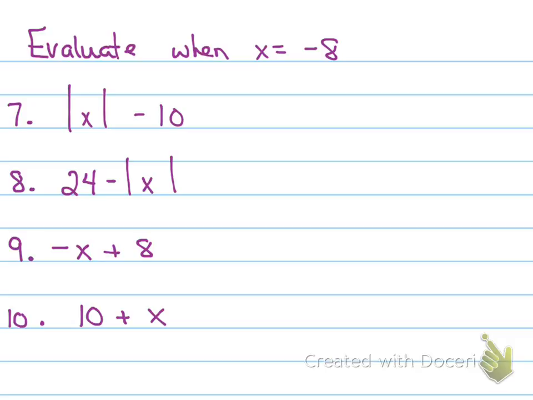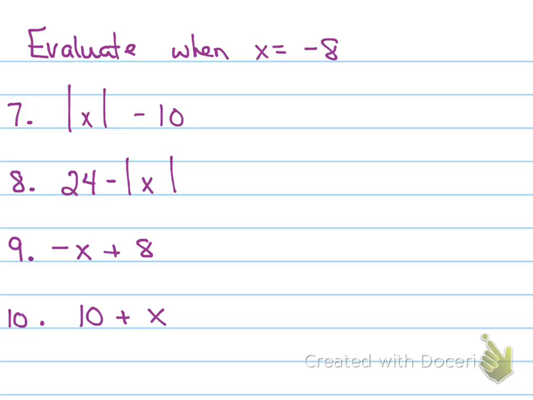Now, when I'm evaluating, essentially I treat it like a positive, but if I take the absolute value of a negative number, it loses its negative, and that changes my answer. On the quiz yesterday, I saw some people forgot to apply that rule, so we'll talk about it in just a minute. I'll give you time to work these 4.